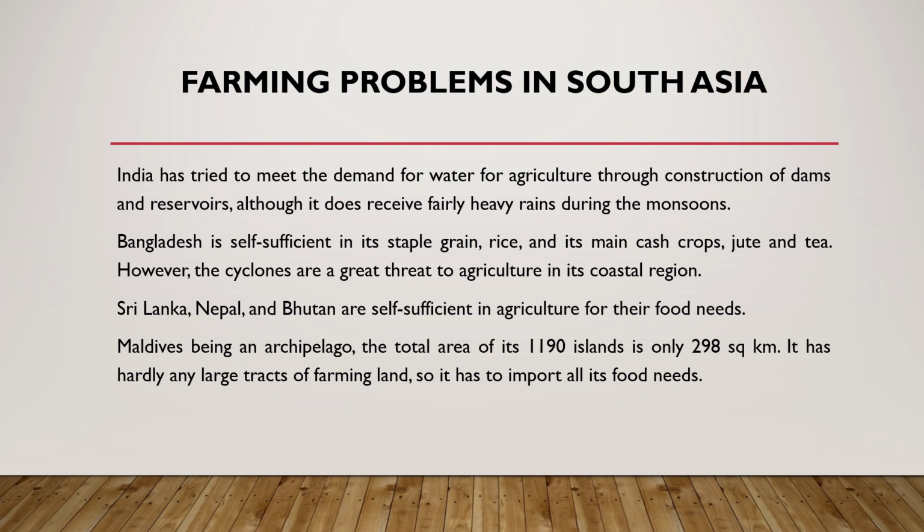In Bangladesh, which is basically also a main agricultural country, however, cyclones are a great threat to its agricultural land in the coastal region. If we talk about Sri Lanka, Nepal and Bhutan, they are self-sufficient in agriculture for their food needs. And if we talk about the Maldives, it imports all types of grains from other countries. It hardly has any large tracts of farming land.